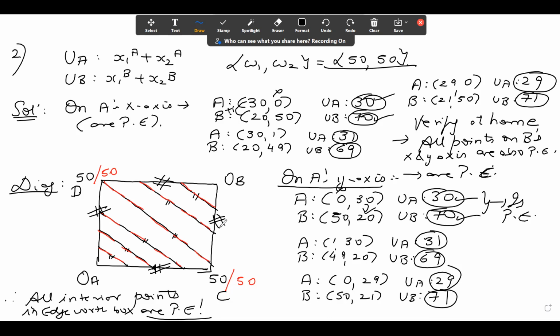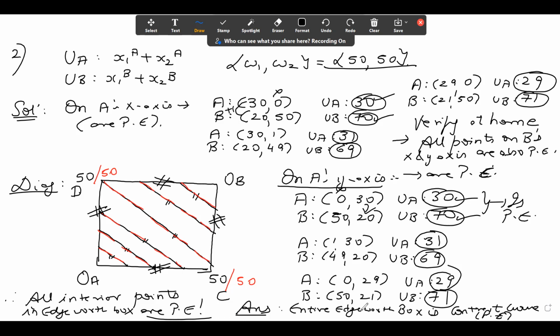So my answer is what? My answer for this question is entire Edgeworth box is Pareto efficient. Entire Edgeworth box is my contract curve, or I can write Pareto efficient. Entire Edgeworth box is my contract curve, or I can say the whole Edgeworth box is Pareto efficient.